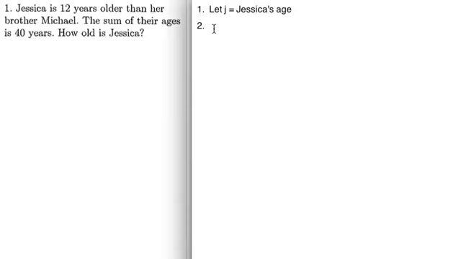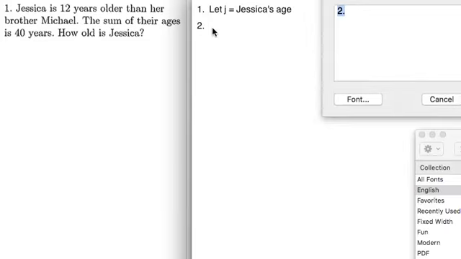So when you're coming up with your other expressions here, you don't need to do let blah, blah, blah. The let statement is really saying this letter means this, for the rest of this problem. So for the other expressions, you'd say, well, if Jessica is J years old, then I have to write an expression using J that will tell me how old Michael is. Now Michael's 12 years younger than Jessica, right? Jessica's 12 years older than her brother Michael.